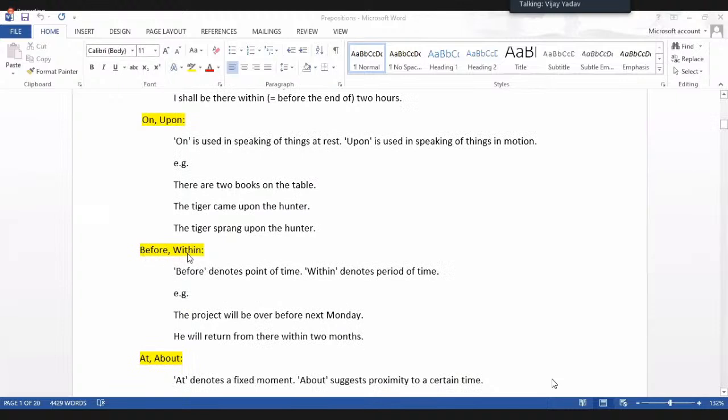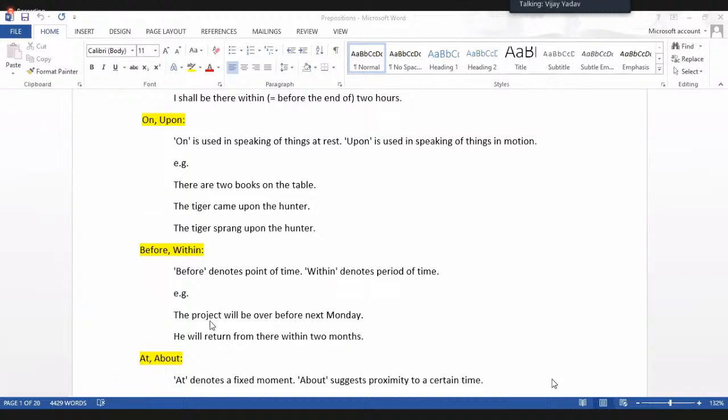Another is before, within. See, before is used with a point of time and within is used with a period of time. This is the difference. Before with a point of time, within with a period of time. So here you can see the project will be over before next Monday, and another, he will return from there within two months. So 2 months is the period of time, that's why within, and next Monday is the point of time, that's why before.